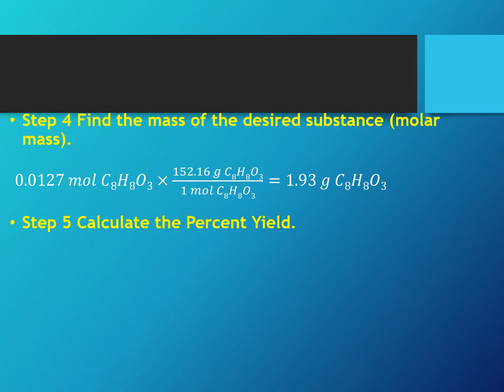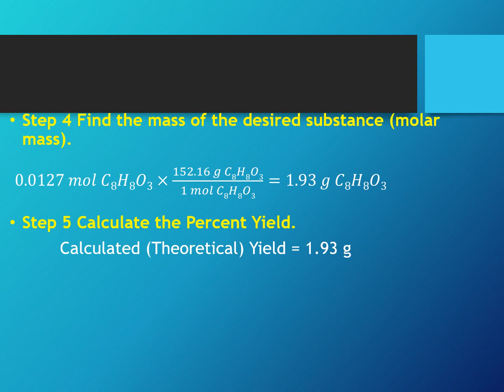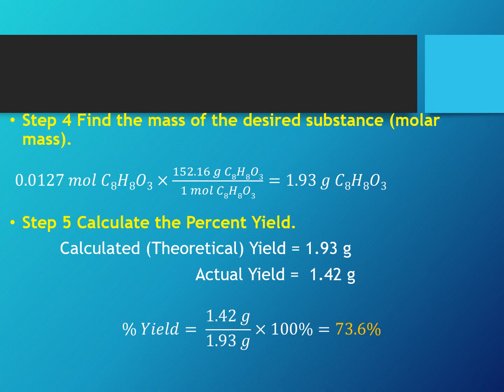Now, step 5, finally, the first new thing: we calculate the percent yield. Our theoretical yield, our calculated yield, was 1.93 grams. What we really get is 1.42 grams. So actual over theoretical times 100%, 73.6%. So out of what we think we should get, we got a percent yield of 73.6%. Now you ask, okay, is that good?